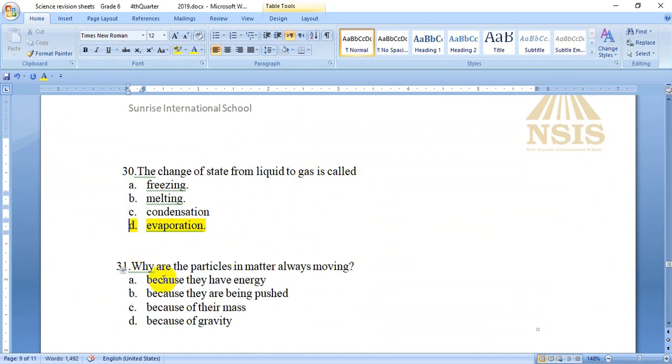Question 31. Why are particles in matter always moving? Why are particles in solid, liquid, and gas always moving? Because they have energy. This for sure. Anything moves because it has energy.